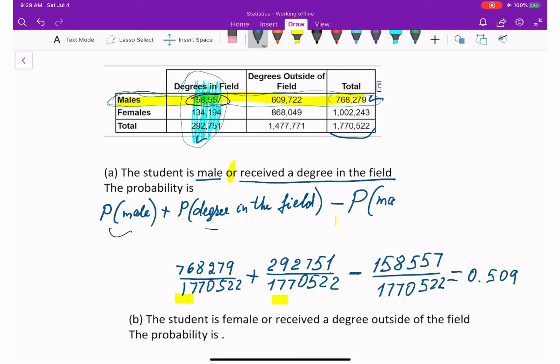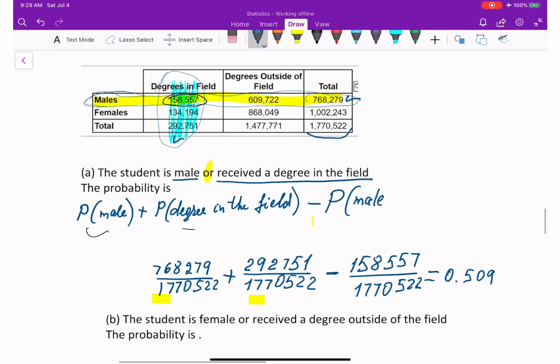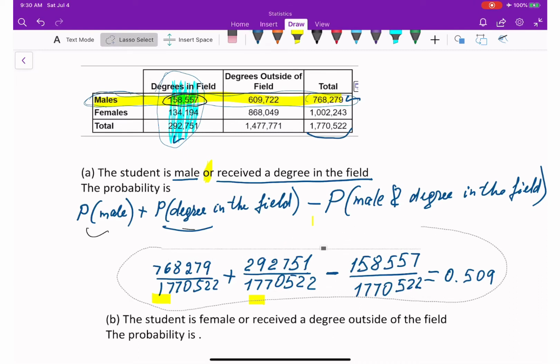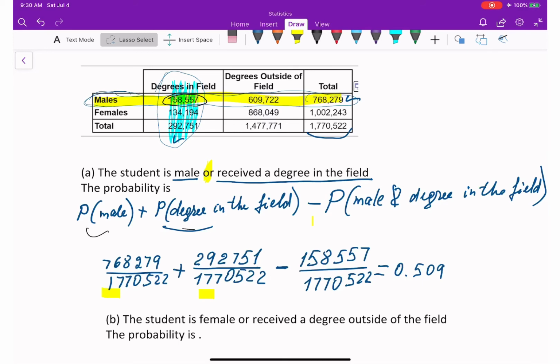probability of male and degree in the field. I wasn't paying attention last minute. I had a look and saw what's happening there. Male and, because that's an and, right? And of this 158,557, it's male and degree in the field, which is both these probabilities. We got it. Okay. So 0.509.